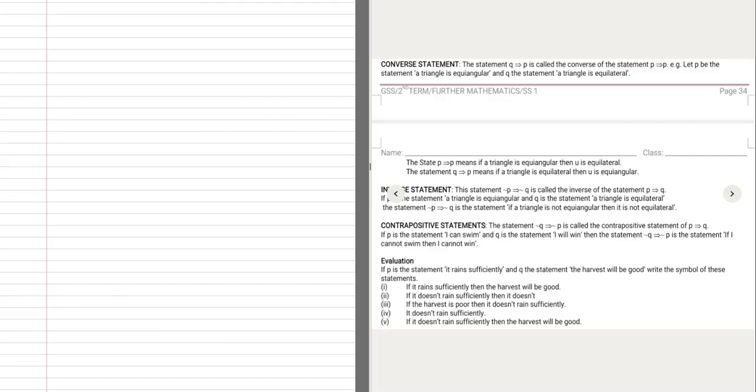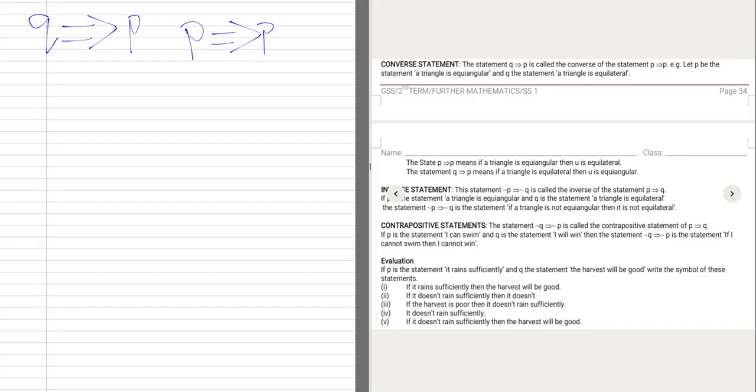Let P be the statement, a triangle is. All right, so let's take it again. It says that the statement Q conditional to R, you know that this is Q, this thing means Q conditional to R, is called the converse of the statement P. Okay, we are using P here. They say it is called the converse of P conditional to P.